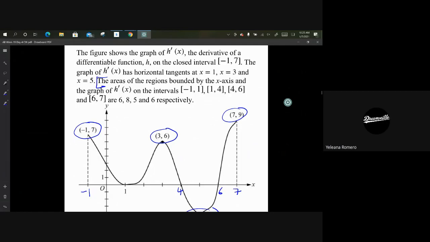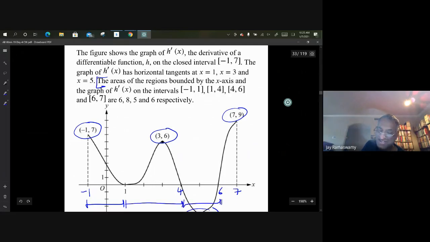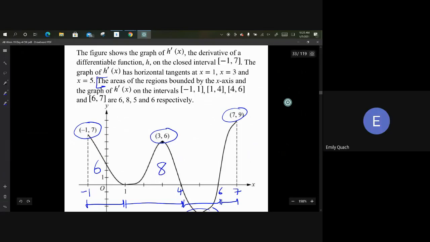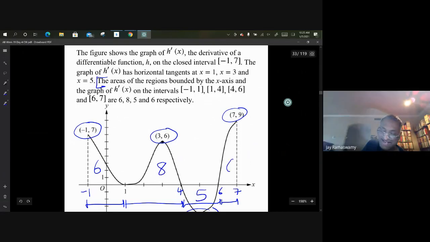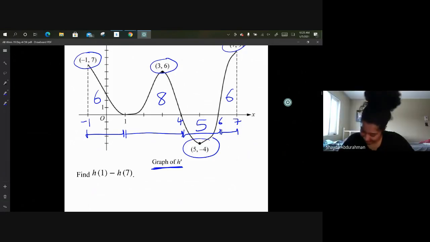Okay. It says the areas of the regions bounded by the x-axis and the graph on the intervals negative 1 to 1, 1 to 4, 4 to 6, and 6 to 7 are 6, 8, 5, and 6 respectively. Did everybody understand the interpretation? I'm labeling areas. They're giving you the areas already. Now we're doing stupidly simple problems. Copy the question. It says find h of 1 minus h of 7.